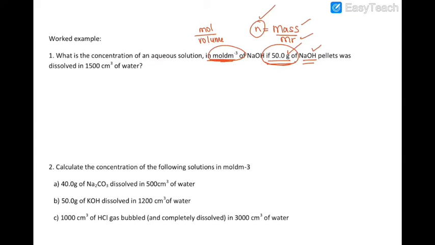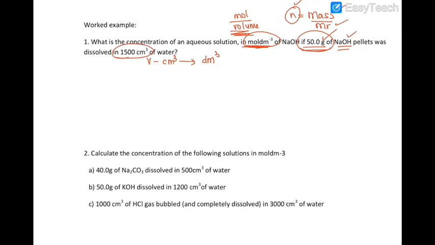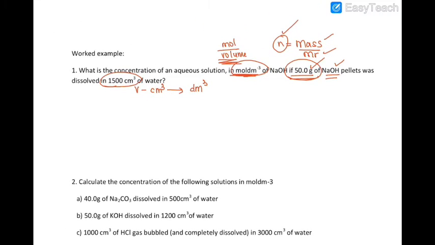And this was dissolved in this volume of water. This volume is in centimeter cube, so you will need to convert it to dm cube because you will need the volume here. So let's start to work it out. What is the concentration? Concentration is the amount of substance in mole, so number of moles divided by volume. What is the number of moles? Number of moles is mass over Mr.